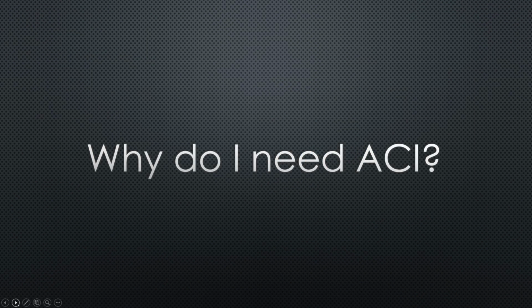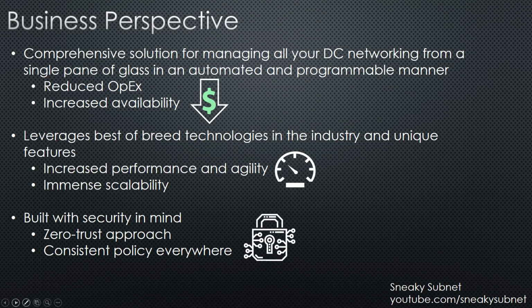Our question here is, why do I need ACI? ACI is a comprehensive solution for managing all your data center networking from a single pane of glass in an automated and programmable manner. Its simplicity allows you to reduce operational expenses spent on maintaining and operating your DC network. Because of its automated nature, highly available architecture and rock-solid protocols, it significantly increases availability of applications that you run on top of your network infrastructure.